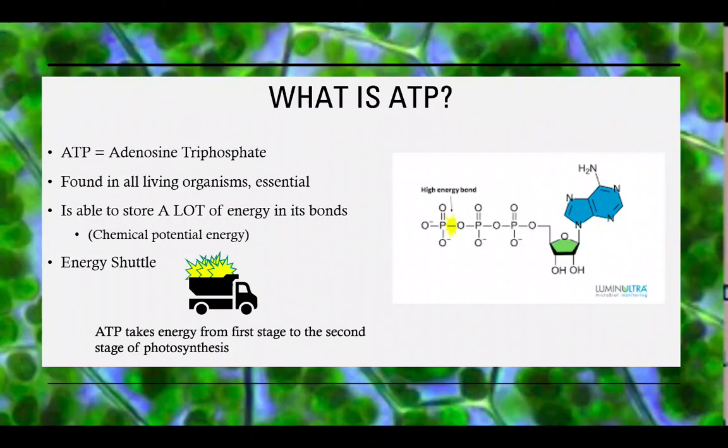So ATP is taking that energy from the first stage, which you originally got from the sunlight. It's capturing that energy in its bonds as chemical potential energy, and then it's going to take that energy to the second stage of photosynthesis. Okay, and we'll talk about that tomorrow. We'll bring in glucose and carbon dioxide and see how those play a part in this.